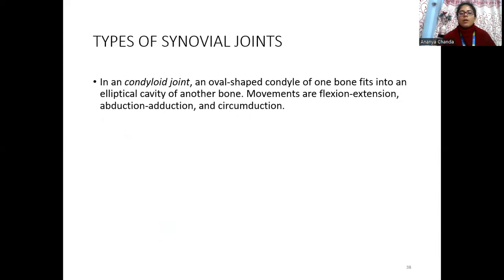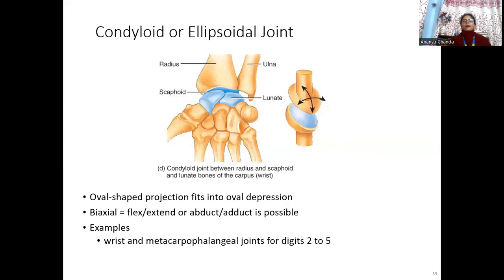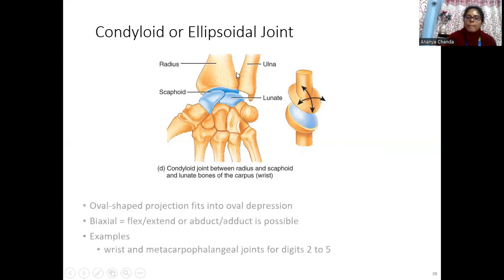Then comes the condyloid joint. The condyloid joint is also known as the ellipsoidal joint, which is oval in shape. A projection fits into an oval depression, so two types of bones are articulated. One is oval shaped, which fits into an oval depression like structure of the other bone. The examples are the wrist and metacarpophalangeal joints.